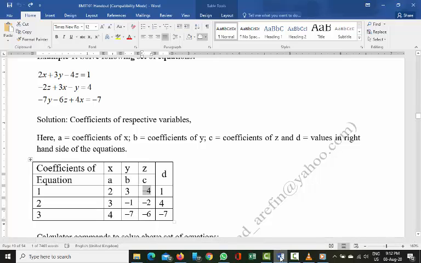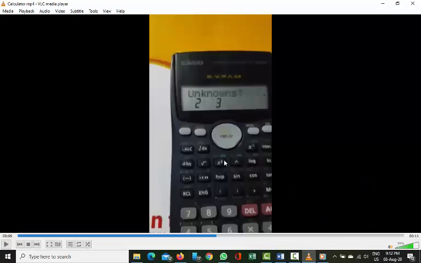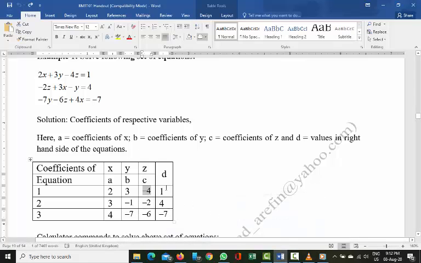Then a new question will come: D1 question mark. That means what is the value of D, the value of the right hand side of the equation? In equation 1 the value of D is 1. So press 1 and then equal.